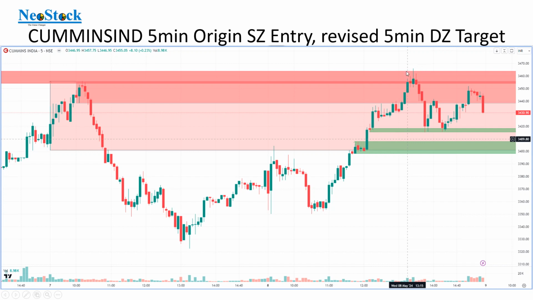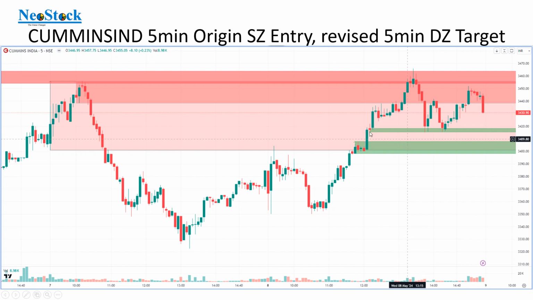But whatever it is, within the stop buffer area, it is not stopped out. And after that, prices came down. This is supposed to be our target. This is the 15 minutes demand zone. This 15 minutes demand zone is supposed to be our target.